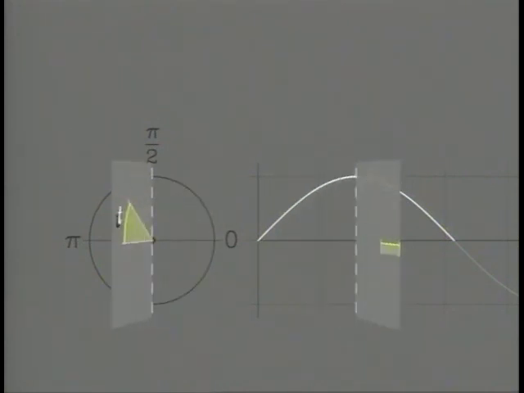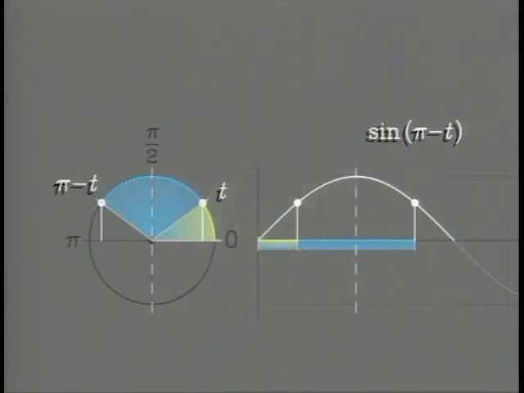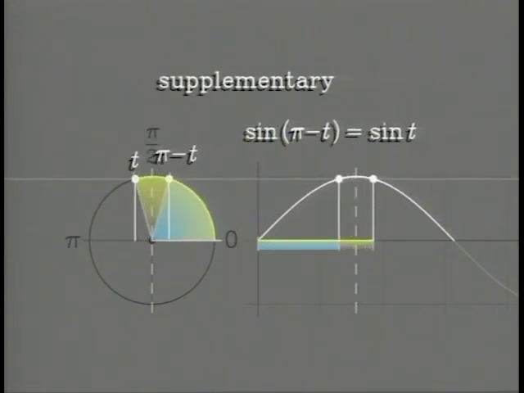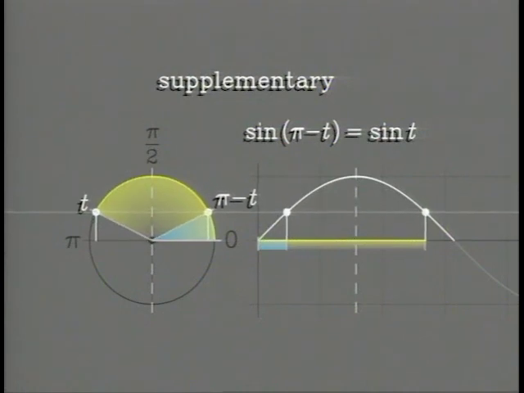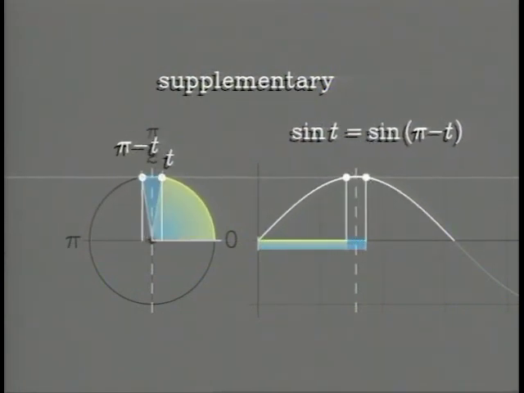If this is t, this is pi minus t. So the symmetry of the arch can be written as a simple equation. The sine of pi minus t is equal to the sine of t. The two angles, t and pi minus t, are called supplementary. The sine of an angle is equal to the sine of its supplement.